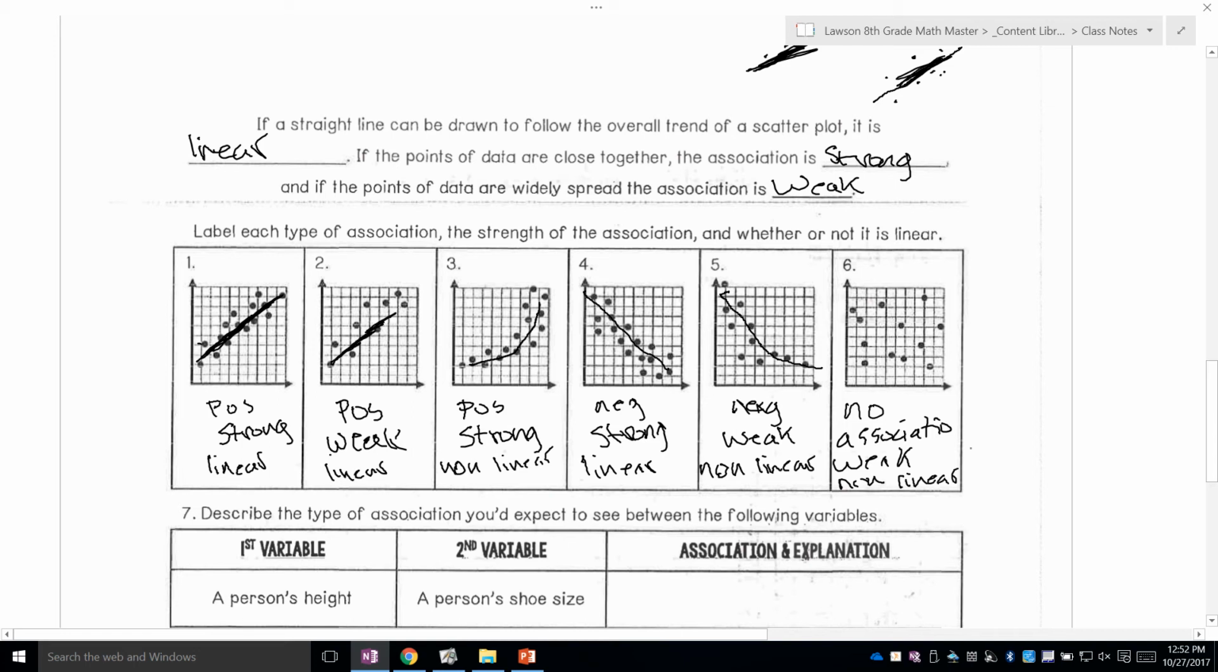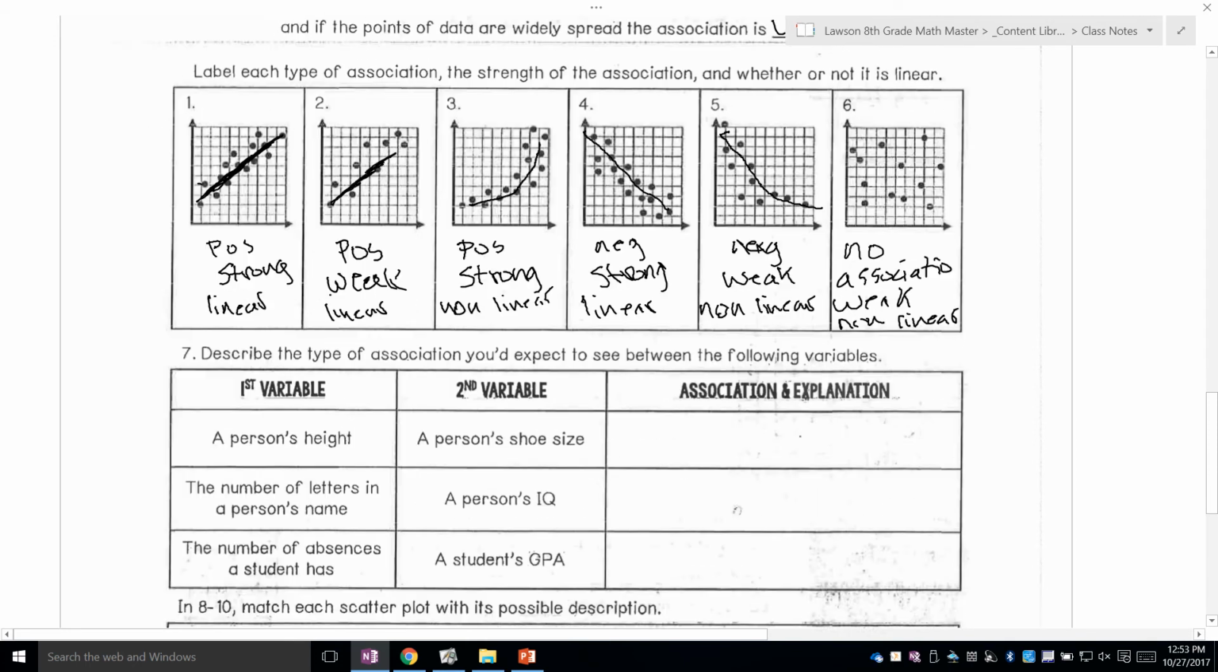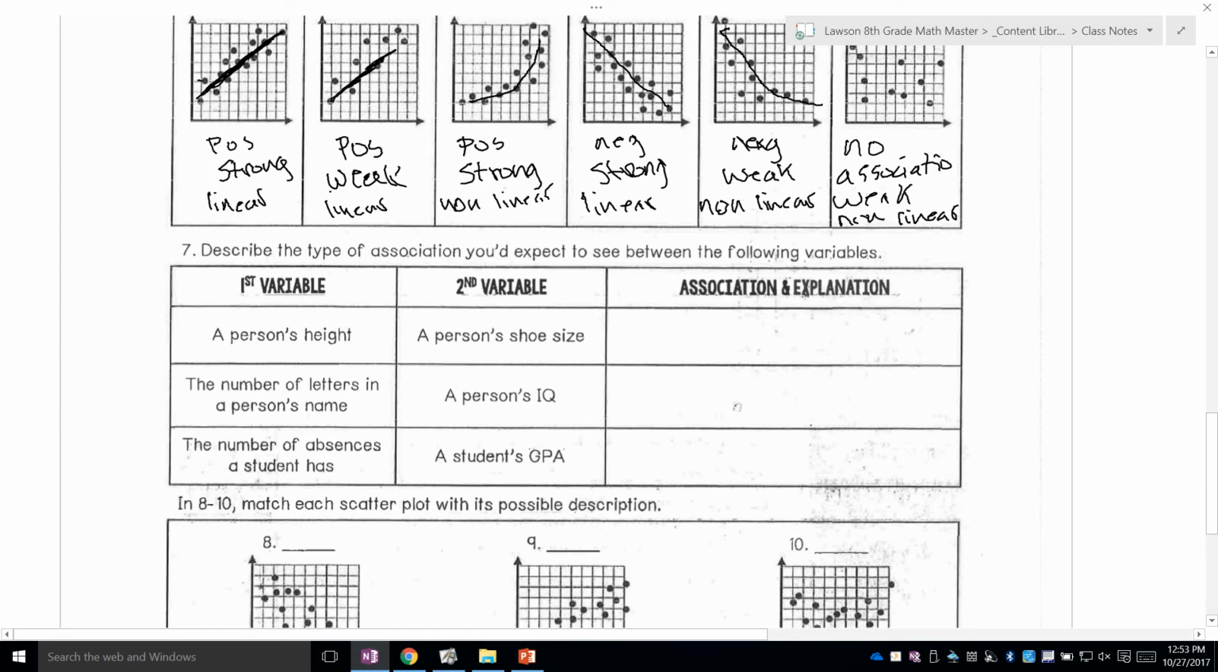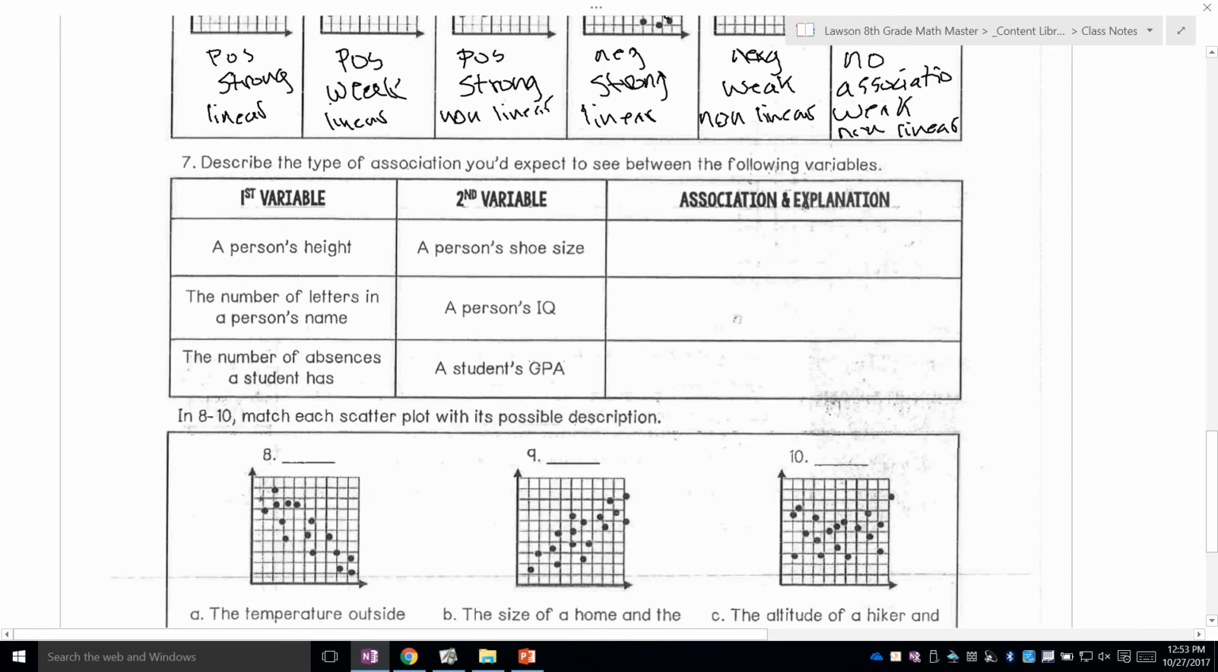Very good. Again, if you think back to when we were talking about slope, positive slope, negative slope, and things like that, this should probably be coming pretty easy to you, but we just want to really make sure that we talk about everything and explain it. So now we're going to go through some situations in number 7, and we're going to determine if it's going to be a positive or a negative association.